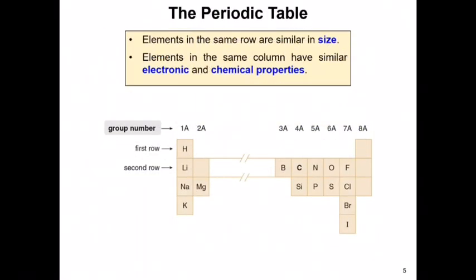In the periodic table, the elements are arranged in order of increasing number of protons, or in this case, atomic number.